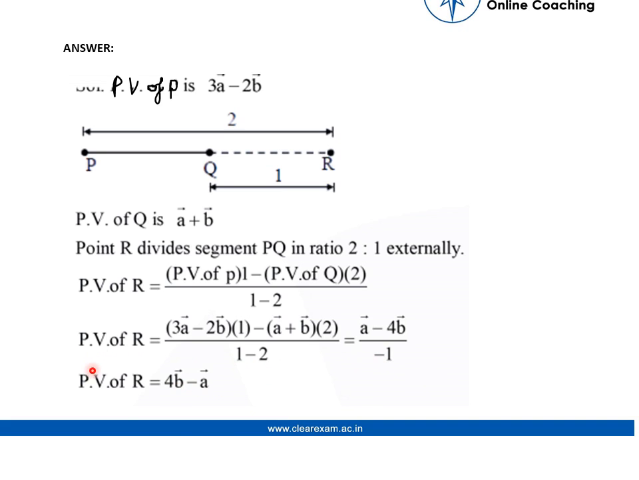So the position vector can be written as 4b minus a, because over here we have minus 1, so the sign would be inverse, so it would be plus 4b minus a.